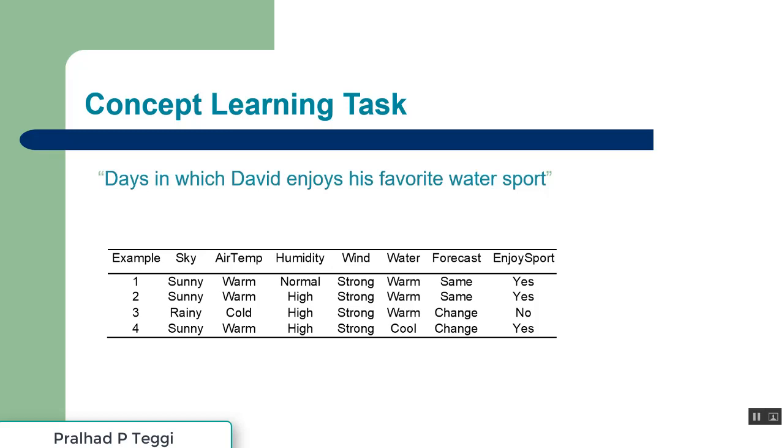Before that we need to understand certain prerequisites, a few terms. An important one is the hypothesis. I'll make one simple statement here. For example, when you look into this data, wherever it is sunny, David is enjoying his water sport, and where it is rainy the enjoy sport is no. So shall I make a statement like: David is going to enjoy the sport only when the sky is sunny? That statement will perfectly fit all of these four data points, the data entries.